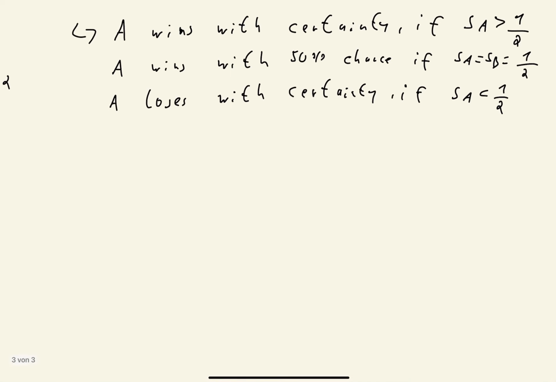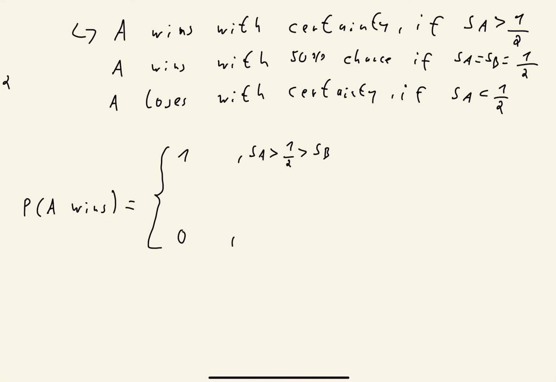Now, the likelihood that candidate A wins is given by the following. So it's 1 if SA is strictly larger than 1/2. And this case is obvious, but let us still write it down. It's 0 if SA is smaller than 1/2 and smaller than SB. And it's 1/2 if SA is equal to SB.